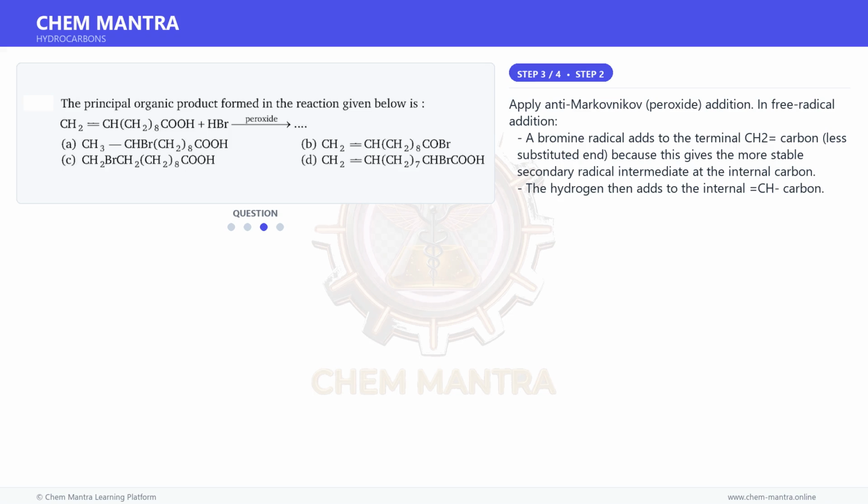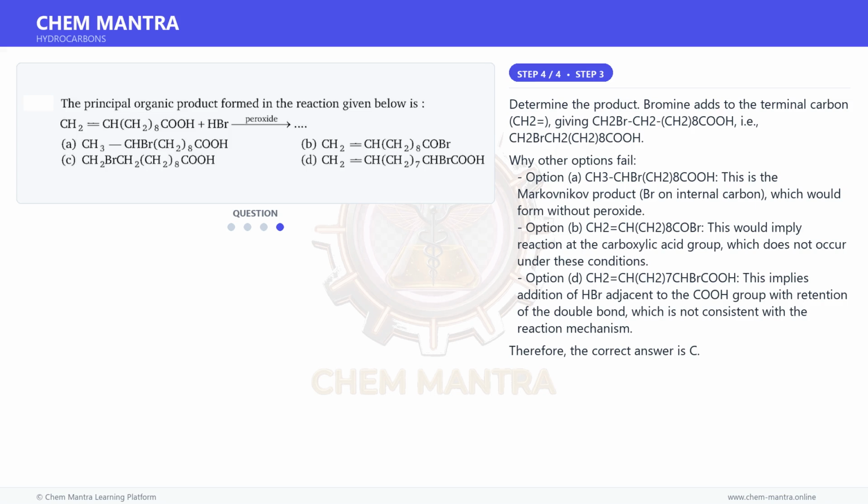Moving on to the next step. Apply anti-Markovnikov peroxide addition. In free radical addition, a bromine radical adds to the terminal CH2= carbon, the less substituted end, because this gives the more stable secondary radical intermediate at the internal carbon. The hydrogen then adds to the internal =CH carbon.